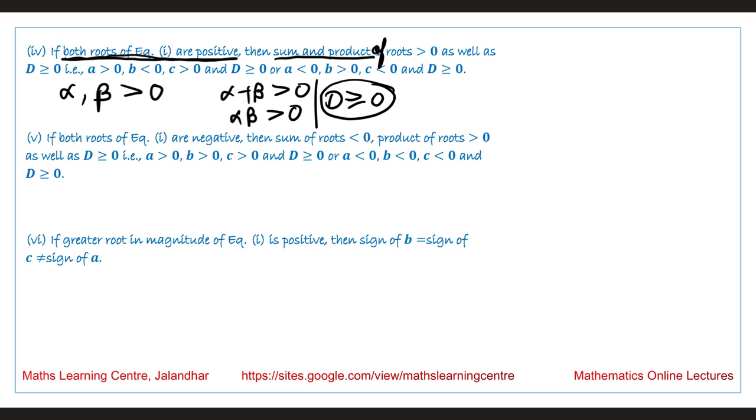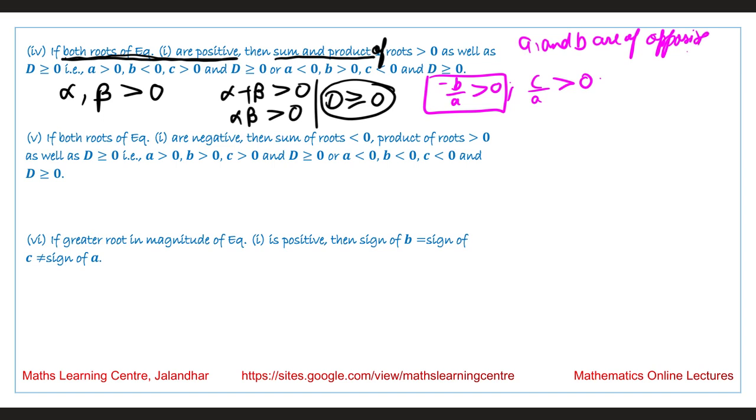So from these conditions we can say alpha plus beta is greater than 0 means minus b by a is greater than 0, c by a is greater than 0. So this gives us that a and b are of opposite sign and a and c are of same sign, and the last condition we have is d is greater than or equal to 0.